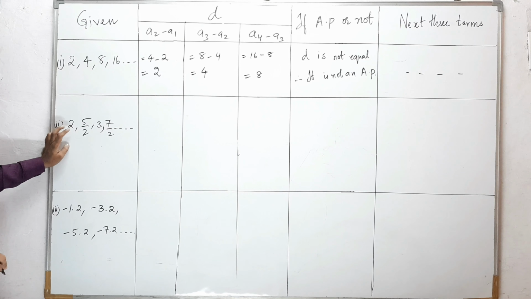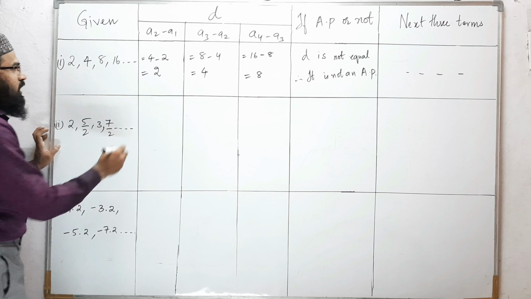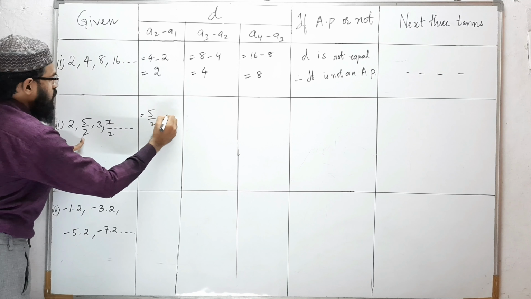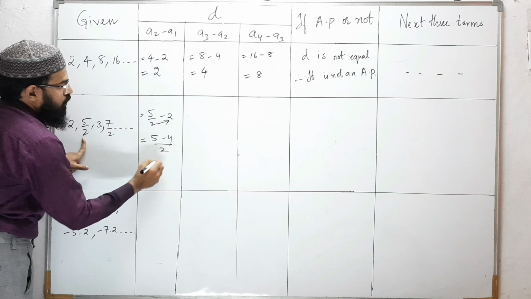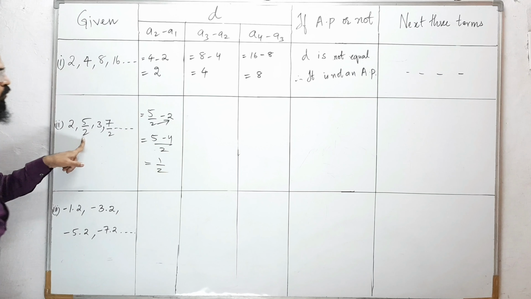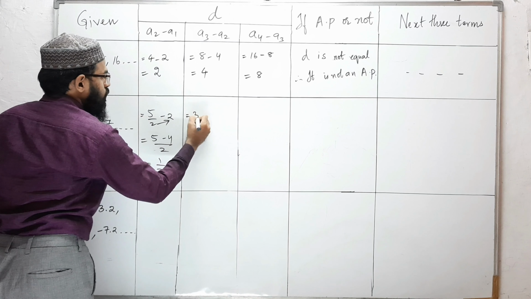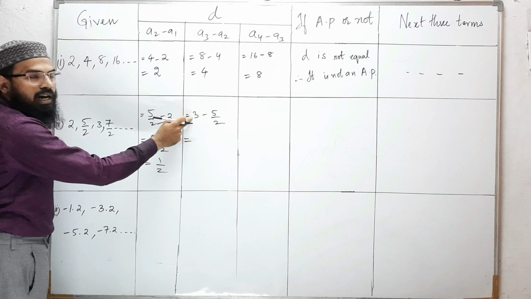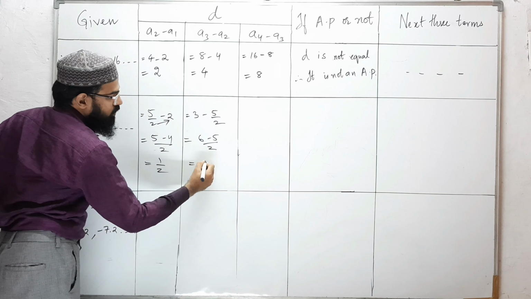Next, here the first term is 2, the second term is 5 by 2, the third term is 3, and the fourth term is 7 by 2. So let us find out A2 minus A1. A2 is 5 by 2 minus 2. So 2 2s are 4, so 5 minus 4 by 2. 5 minus 4 is 1, so 1 by 2. Next is A3 minus A2. 2 3s are 6, 6 minus 5, 1 by 2.